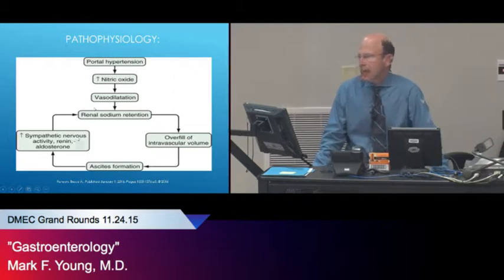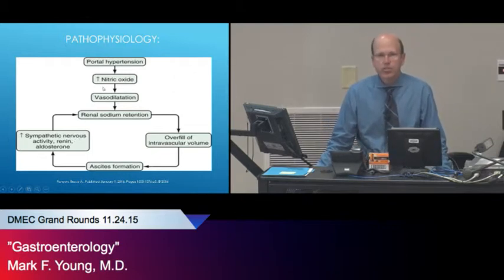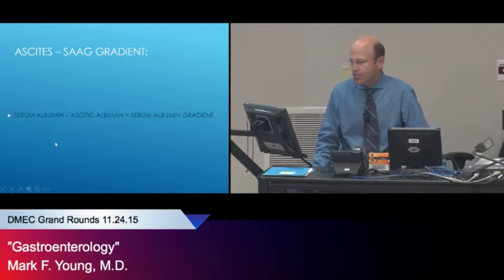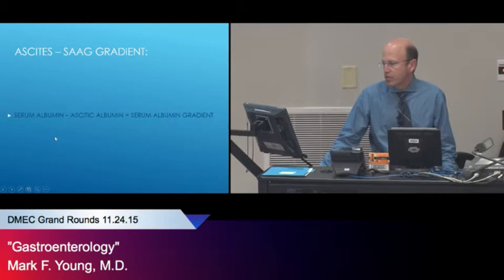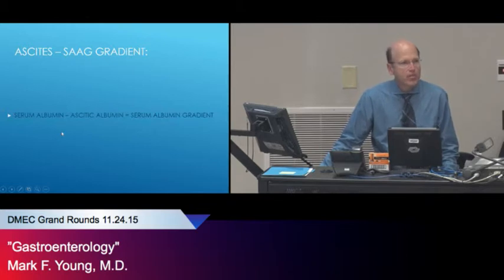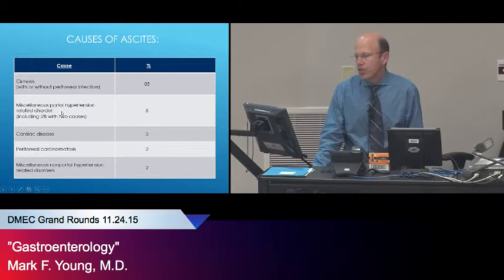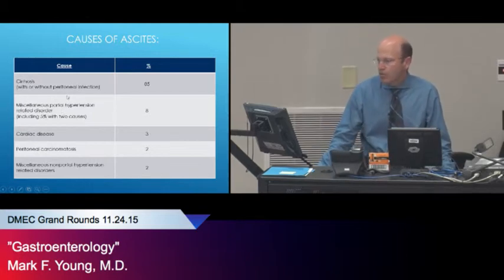The pathophysiology of ascites is increased nitric oxide production, which is a potent vasodilator, which causes renal sodium retention with overfill of the intravascular volume, ascites formation with increased sympathetic nervous activity with renin and aldosterone. So it's basically due to the effects of nitric oxide, a potent vasodilator. I know everybody in here is probably familiar with the SAAG, the serum ascites albumin gradient, but you ought to be familiar with it. That's the serum albumin minus the ascitic albumin. That's a direct measure of oncotic pressures from Starling's laws. So it's a direct indication of portal hypertension. If you look at the causes of ascites, most come from cirrhosis.